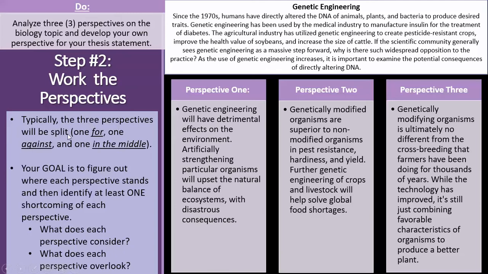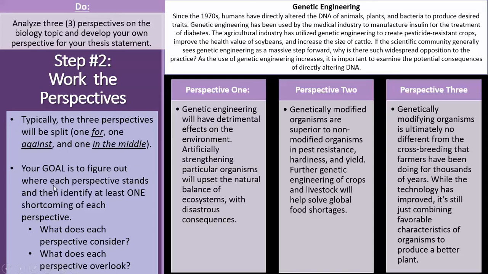Typically, the 3 perspectives are going to be split. There's one for genetic engineering. There's one that's going to be against it. And then there's one that's kind of in the middle. Okay? So your goal is, as you're reading the 3 perspectives, and this is with all the perspectives given to you on any ACT prompt, okay?